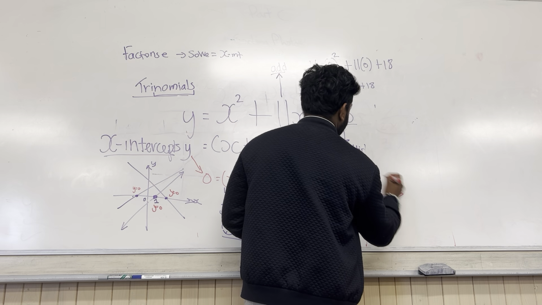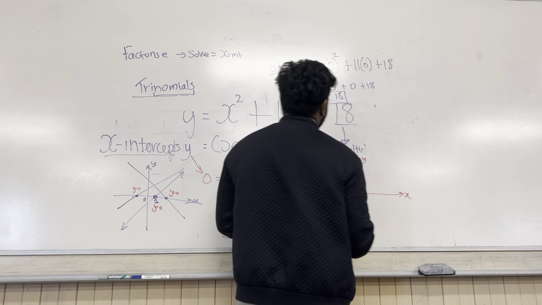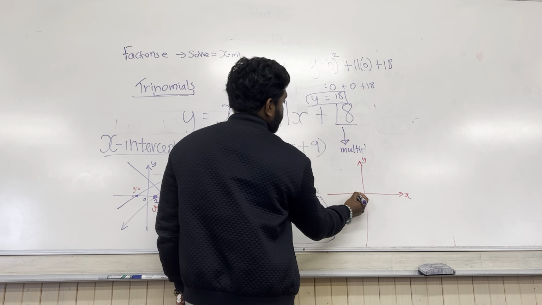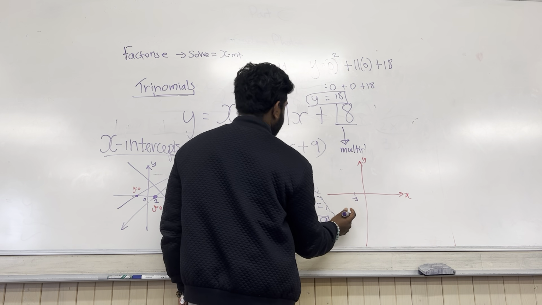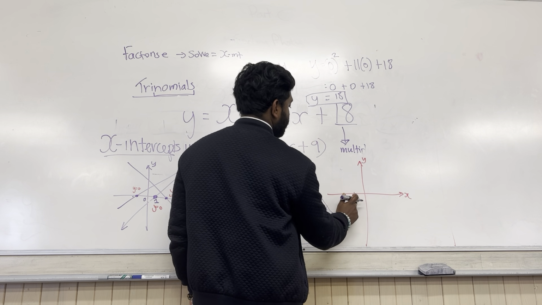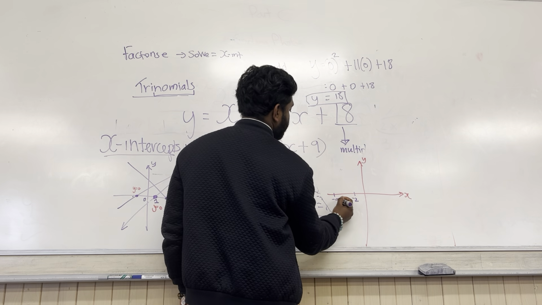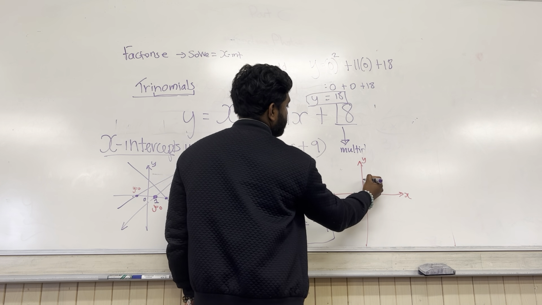So let's actually draw that. This is your graph. You've got your y, and you've got your x. We said negative 2 is here, and negative 9. And then your y-intercept is 18.